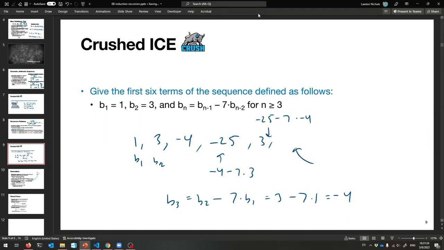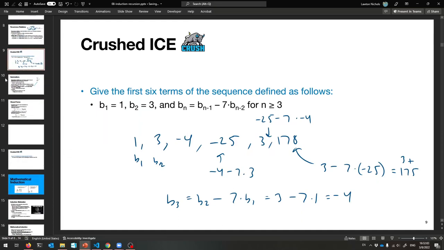Whatever this is, it's equal to one element ago, so 3 minus 7 times negative 25. Which is equal to, well, 4 is 100. 3 more is 125, or 175, right? 175 plus 3, which is 178. I do believe that is correct. So those are the first 6 terms of the sequence, just using those rules, getting practice with recurrence relations.